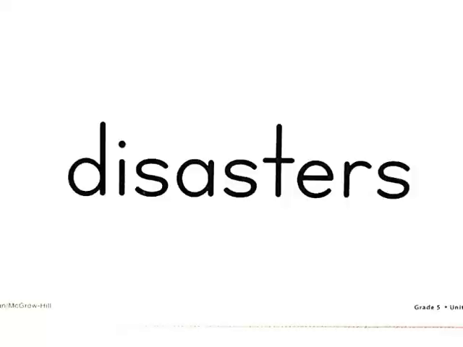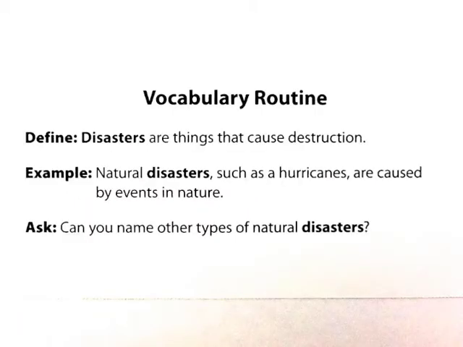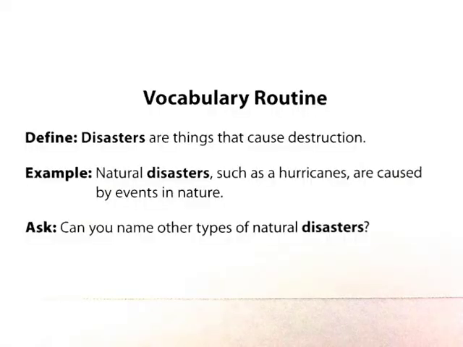Example. Natural disasters, such as hurricanes, are caused by events in nature. Pause the video, write your example. Here's a question sentence. Can you name other types of natural disasters? I bet you can. You guys probably know a few more. Remember to restate your question in your answer. Go.